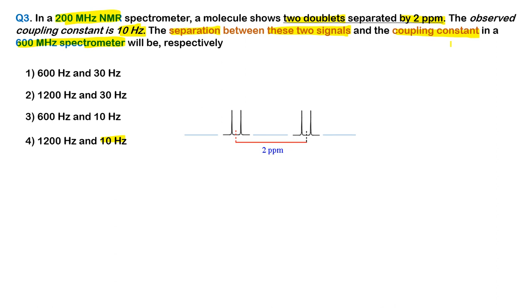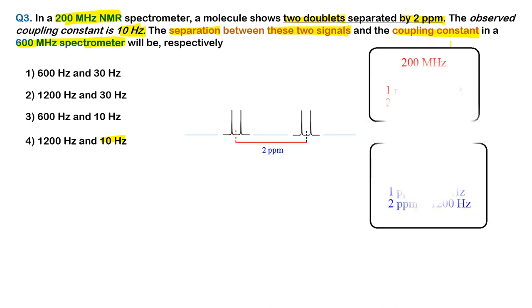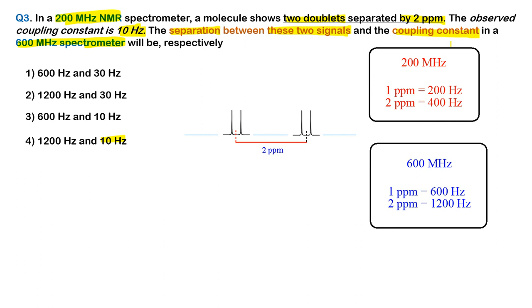These are the two peaks, two doublets. They are separated by 2 ppm. And as we know, if we are having two different machine frequencies, if you are recording the NMR on a 200 megahertz, 1 ppm is equal to 200 hertz, and of course 2 ppm will be double of this. Similarly, if you are recording NMR on a 600 megahertz, 1 ppm will be 600 hertz, and 2 ppm equals 1200 hertz.